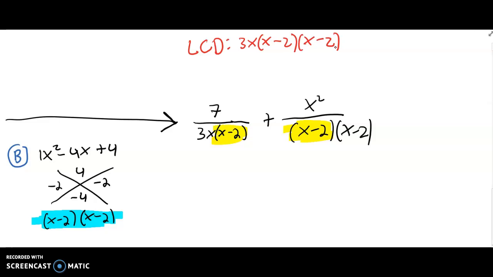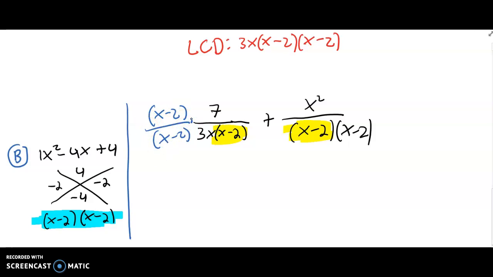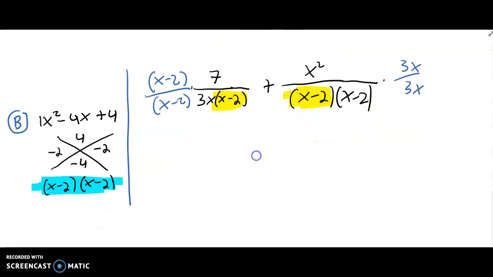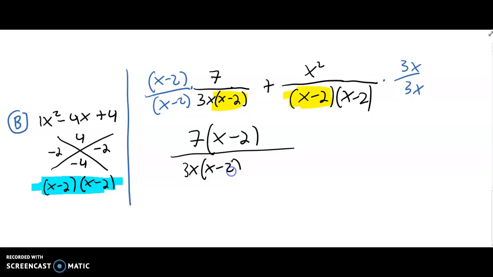All right, so this first fraction here needs another x minus 2. So we multiply by x minus 2 over x minus 2. And our second fraction needs a 3x. So we multiply by 3x over 3x. All right, so then I have 7 times x minus 2 over our new denominator, plus 3x times x squared over the same denominator.